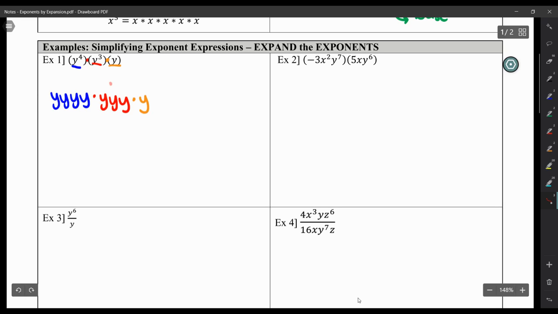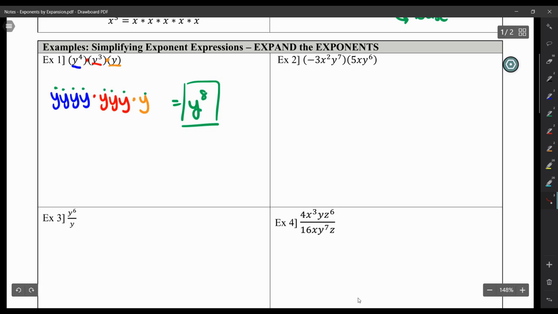We know that we can represent repeated multiplication of the same thing with an exponent. So I'm going to count how many times this y is being multiplied by itself, and that will be the new exponent. I have 1, 2, 3, 4, 5, 6, 7, 8 y's all multiplied together, so I can simplify that as y to the 8th power. We have simplified this expression, y to the 4th times y to the 3rd times y, into a single y to the 8th.